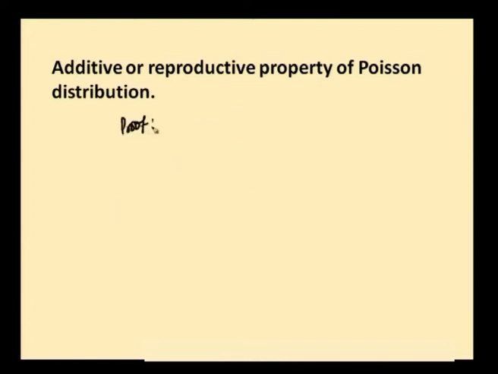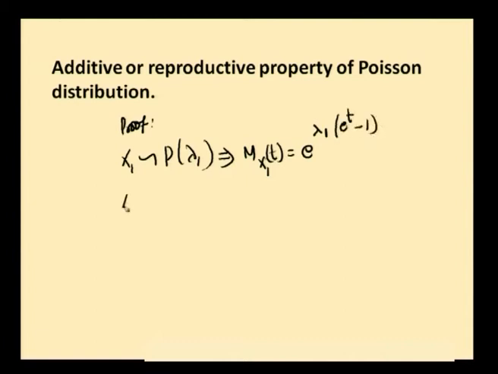So, how to prove this? Now, x1 is a Poisson random variable with parameter lambda 1. Therefore, its moment generating function is given as mx1 of t. Just now we have proved the moment generating function of Poisson distribution, e power lambda 1 into e power t minus 1, and x2 is also a Poisson random variable with parameter lambda 2. So, here you will have mx2 of t equal to e power lambda 2 into e power t minus 1.